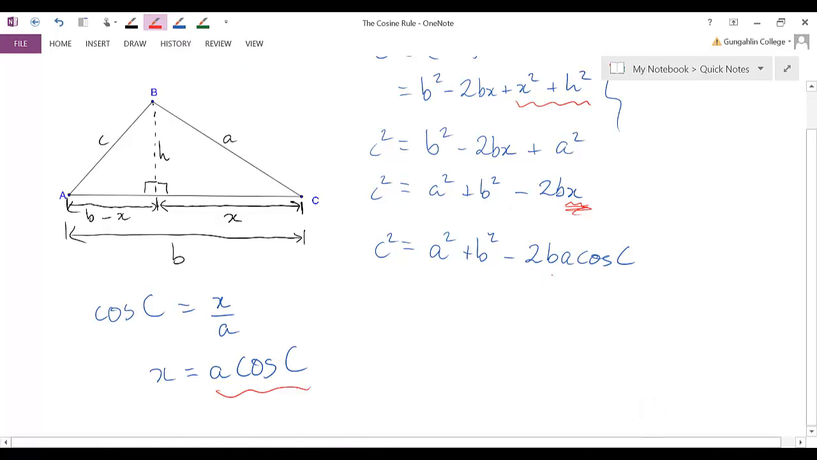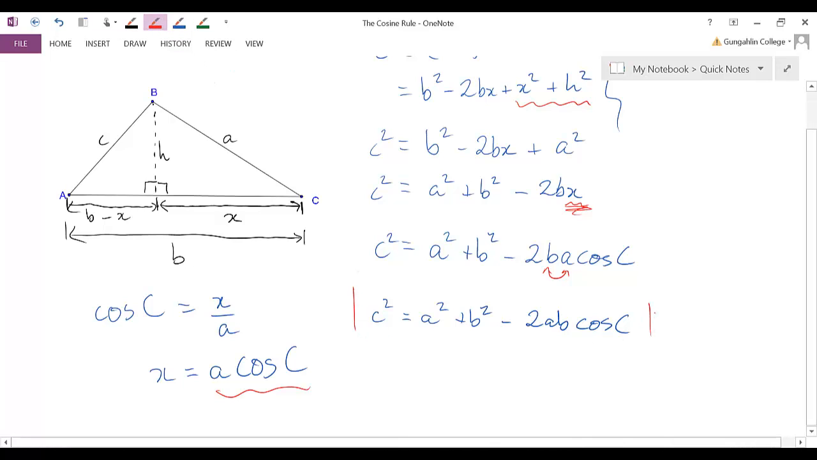And just a little bit of housekeeping. Normally we write letters in alphabetical order, so I'm going to swap these two around. So that I get C squared equals A squared plus B squared minus 2ab cos C. Now, this is what we call the cosine rule.